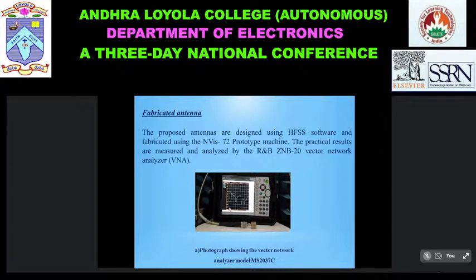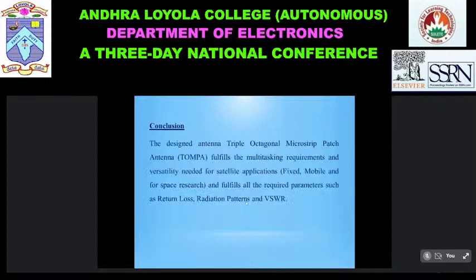Almost all previous two designs give approximate results. That means measured results are approximately equal to simulated results. The two antennas we used as multiband applications. This third design is used for satellite applications. In fixed satellite applications and mobile and space research, we can utilize this antenna for satellite applications.